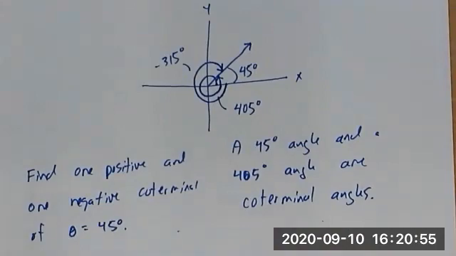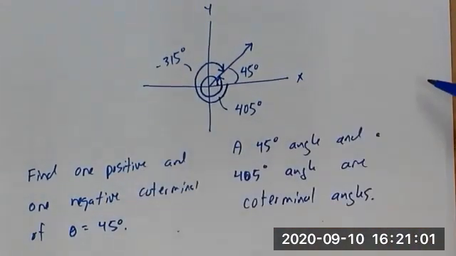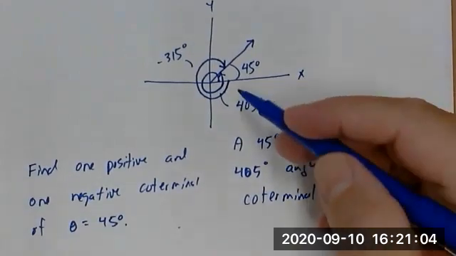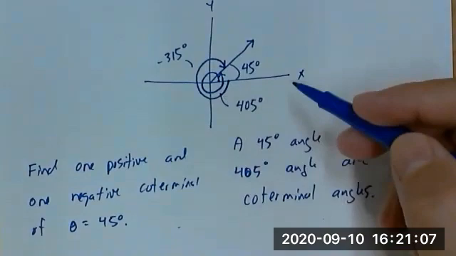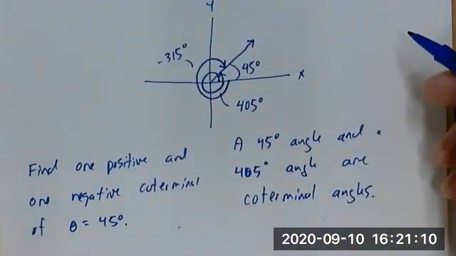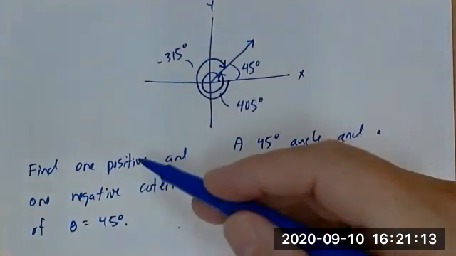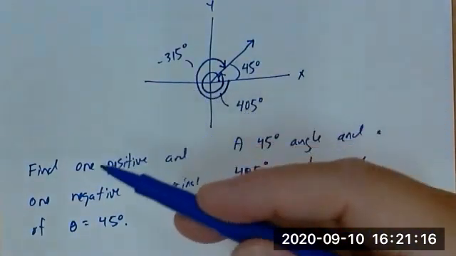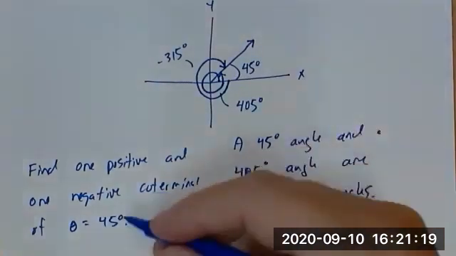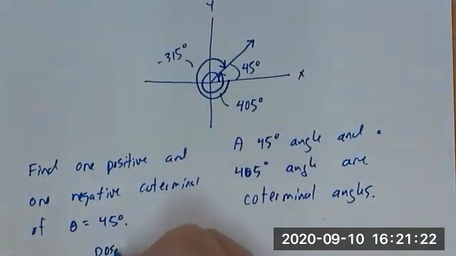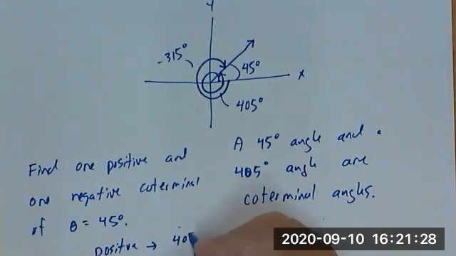All right, well, we've already done that. That's the problem we just did. Now, when they say one positive, one negative, they don't necessarily mean moving in a positive direction or negative. What they mean is the final answer. So they want a coterminal angle that's a positive angle, and they want a coterminal angle that's a negative angle. So for this one, we've already done it. The positive coterminal angle would be 405 degrees, and the negative coterminal angle would be negative 315 degrees.